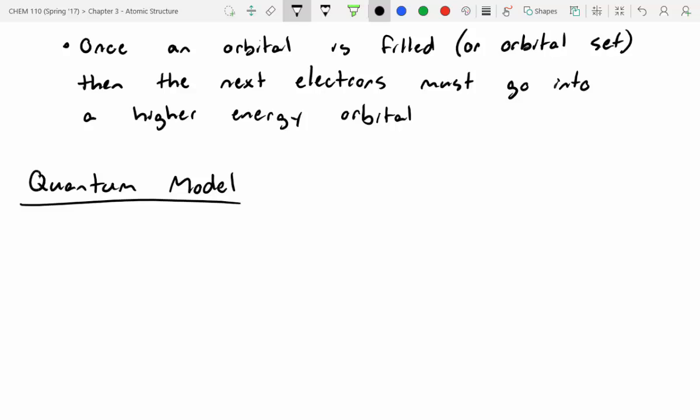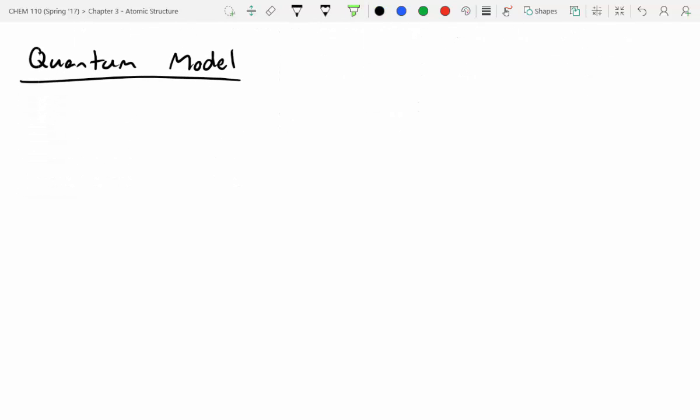I know whenever people hear the word quantum, they think, oh my gosh, he's getting into really crazy chemistry. It's not entirely the case. The quantum model's very simple. All it really means is that there are specific energy levels for orbitals.